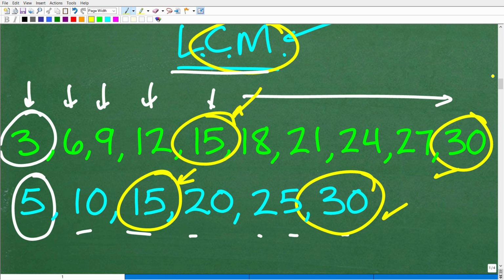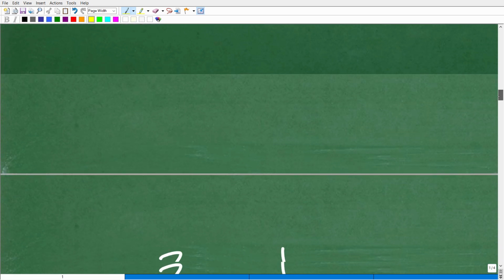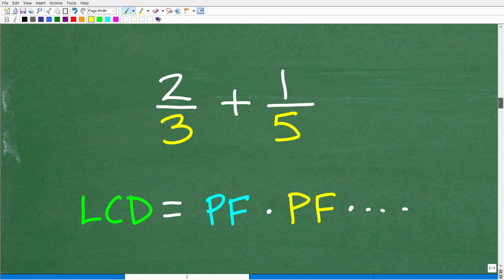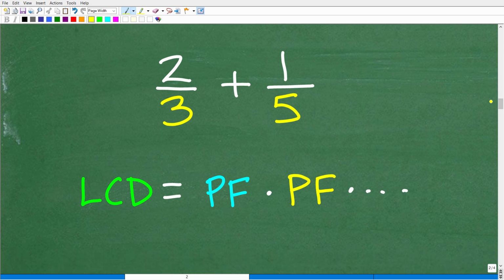So we could list out a bunch of multiples, but this would be quite challenging depending upon the numbers in the denominator. It's a completely different approach here, and this is the one I want you to remember. All right, so here is the formula that I want you to put in your long-term memory when it comes to the LCD, the lowest common denominator, which again is the lowest common multiple of the denominators. So effectively, I'm going to explain this here.